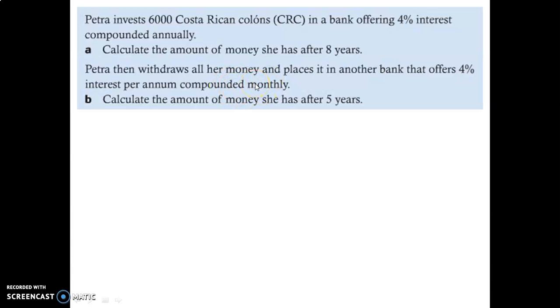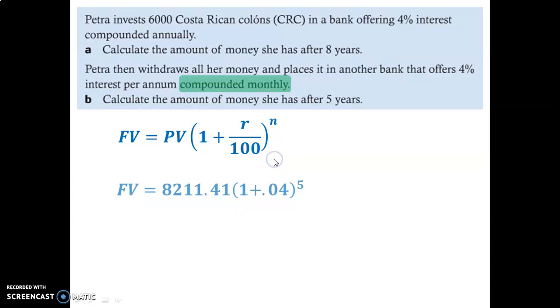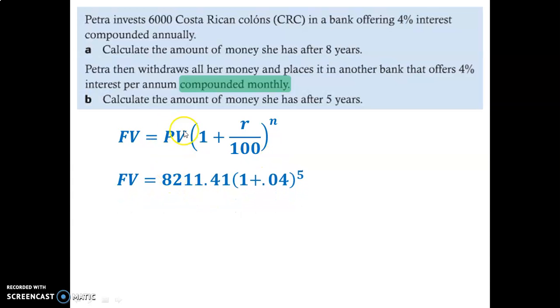What happens when the compounding is no longer done every year, but at different intervals? Let's check. And the question is, how much does she have after 5 years? So let's take a look at this together. So we have our future value formula. We will put in the present value, which is the amount she took out from the first bank, the amount we just calculated a moment ago. So she took this amount up and put it in this new bank as her present value.